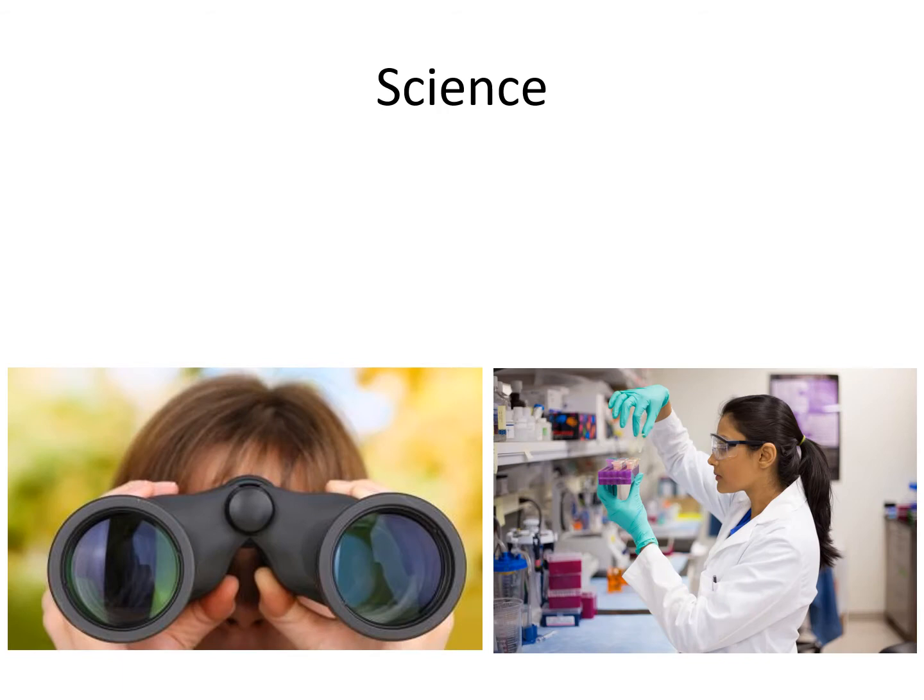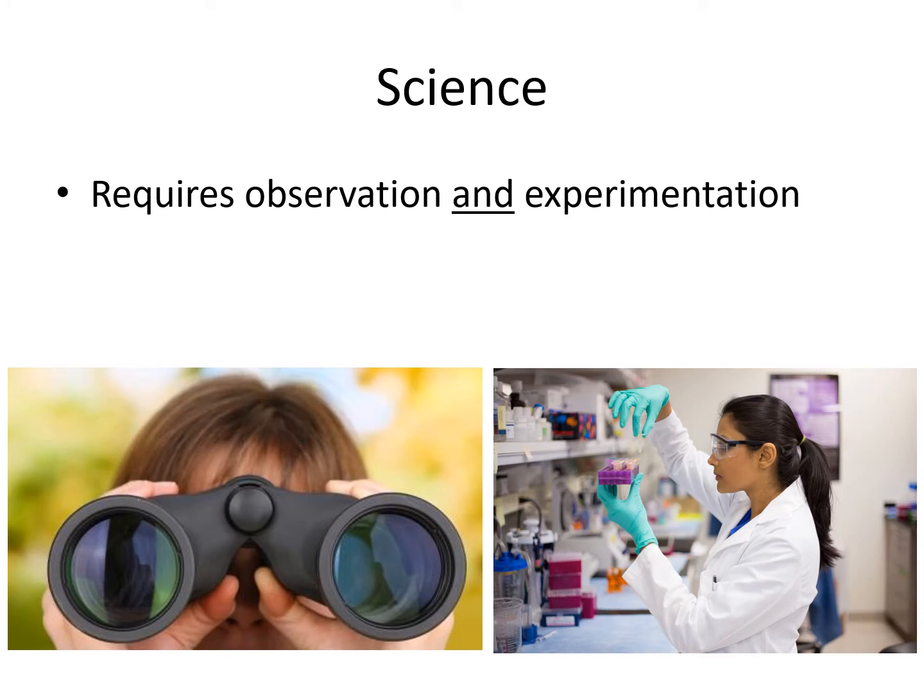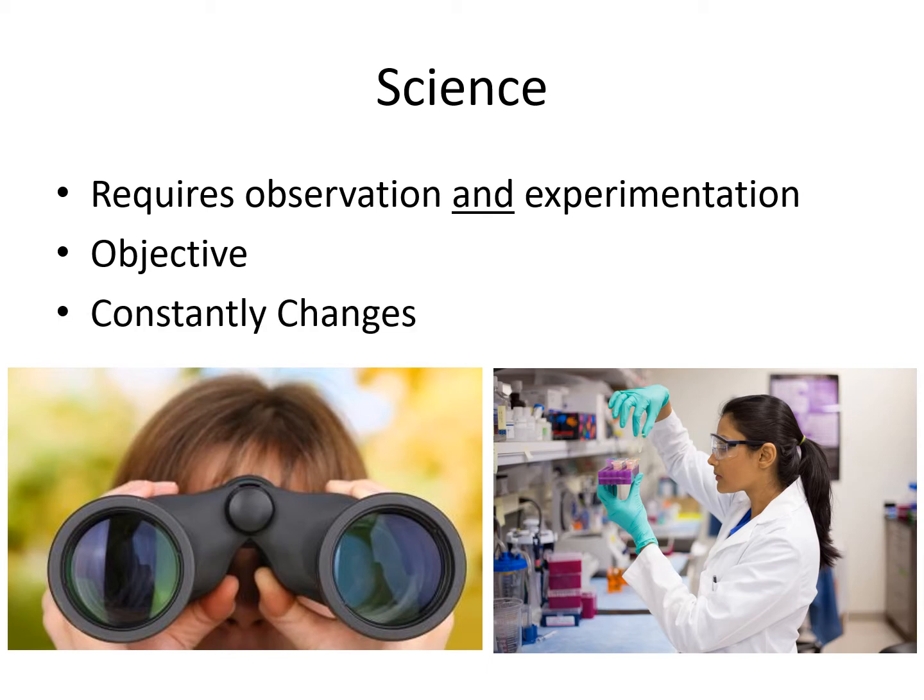Science is one way of looking at the world, and to get scientific information, you have to be able to observe and experiment on the process you are looking at. Another thing about science is that it strives to be objective, that you try to avoid personal bias in determining what the facts are. And the last thing about science is that it constantly changes. As more people make observations or perform experiments, we come to new conclusions, and so the scientific information can change in response to new data.